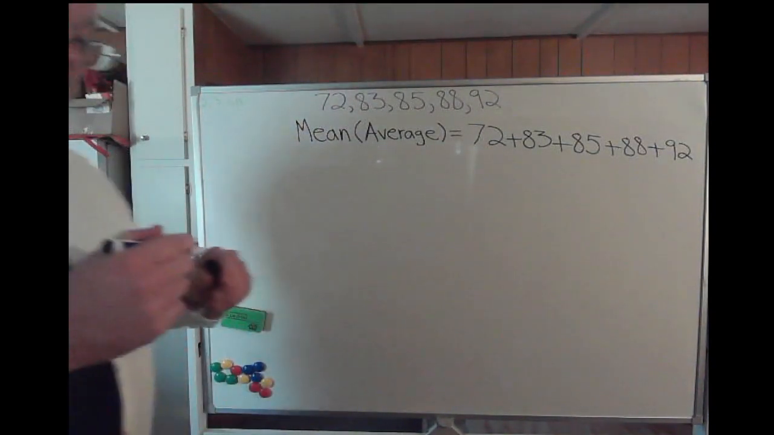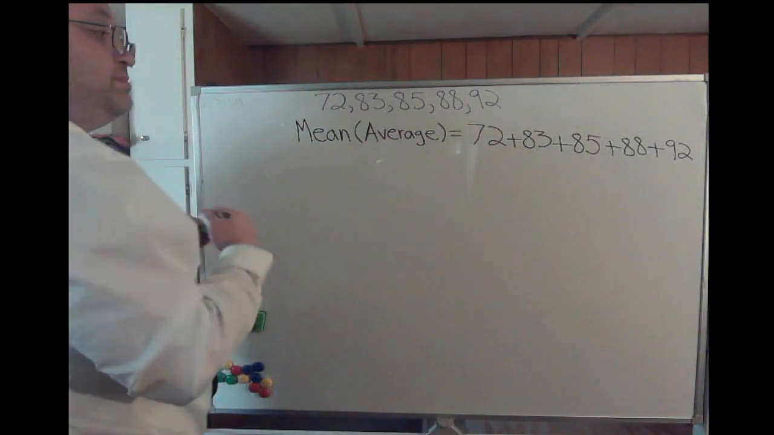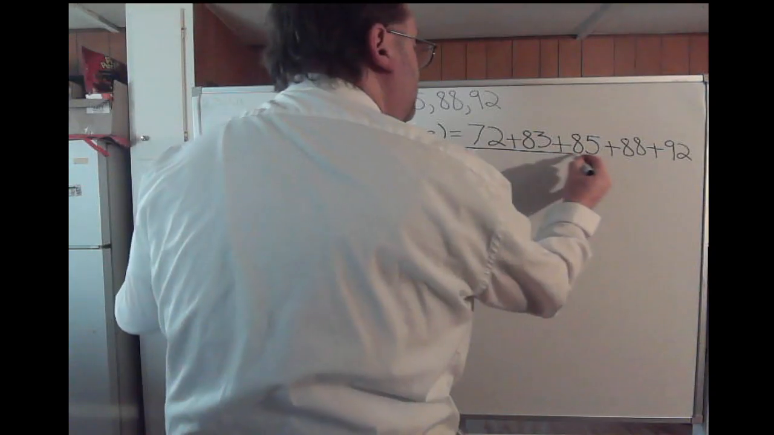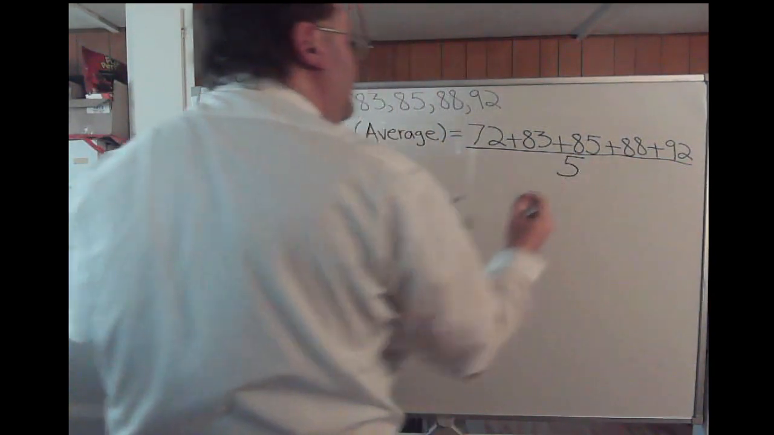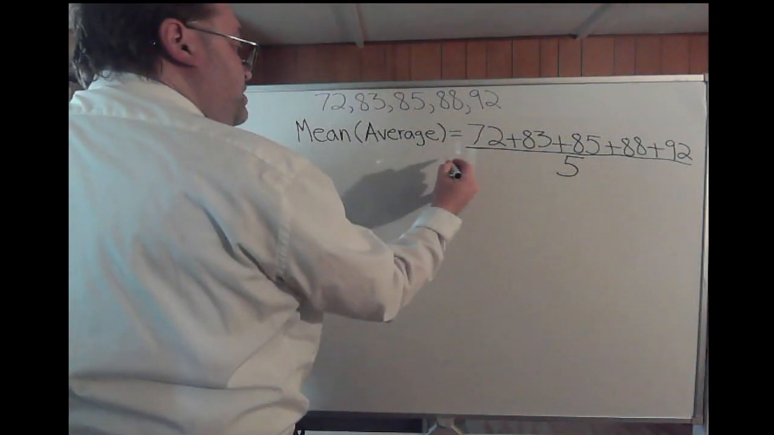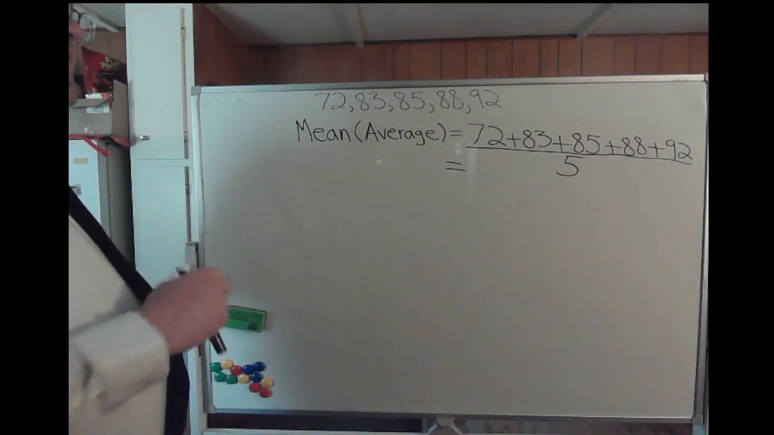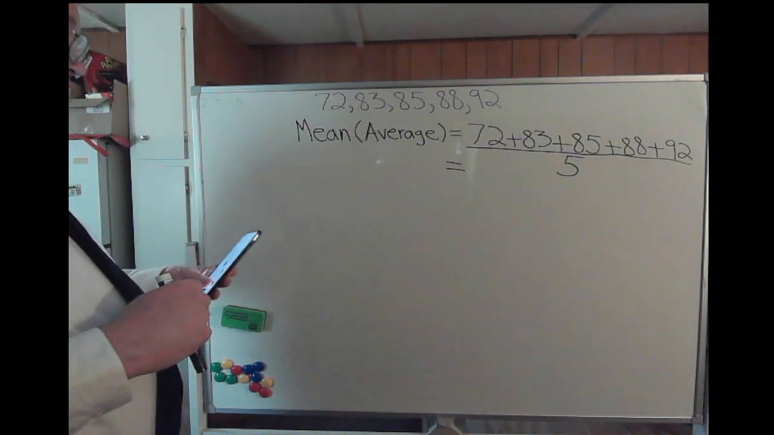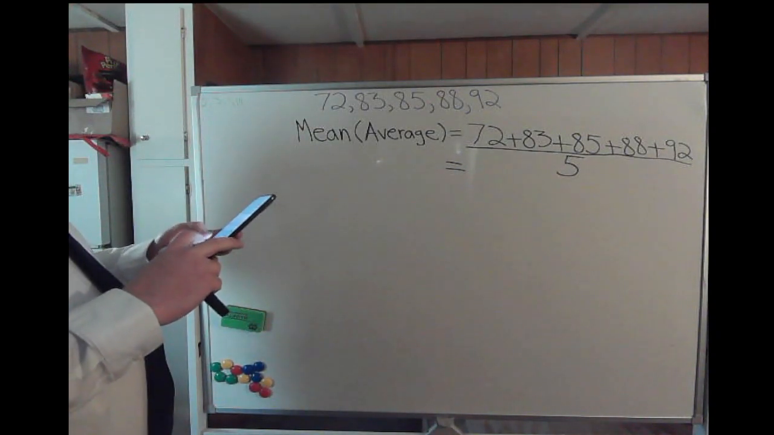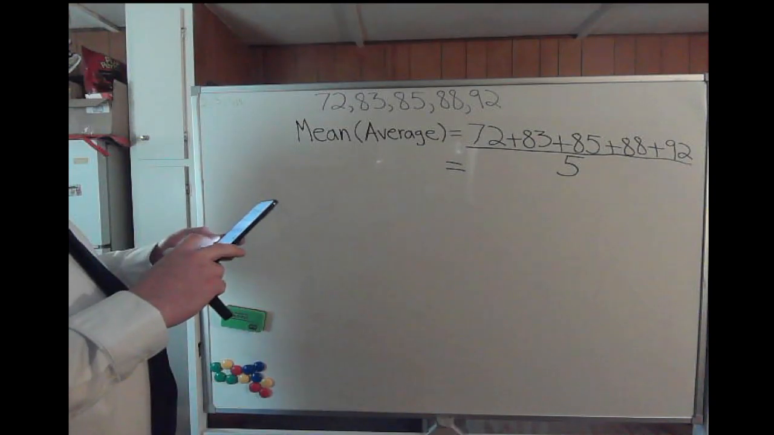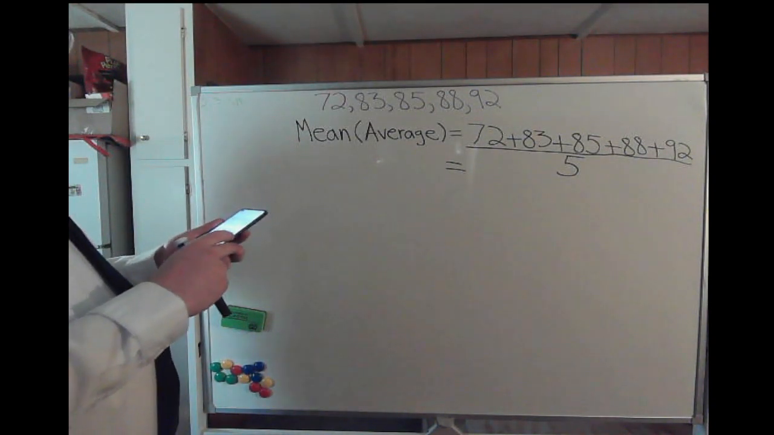Yep. And then you're going to count how many numbers there are. 1, 2, 3, 4, 5 numbers. And you take all those numbers that you've added, you divide it by the number of numbers that there are. In this case, there are 5. So I'm going to go ahead and do that in the calculator. I'm going to start by adding the numbers at the top in the numerator. So we have 72, 83 plus 85 plus 88 plus 92.